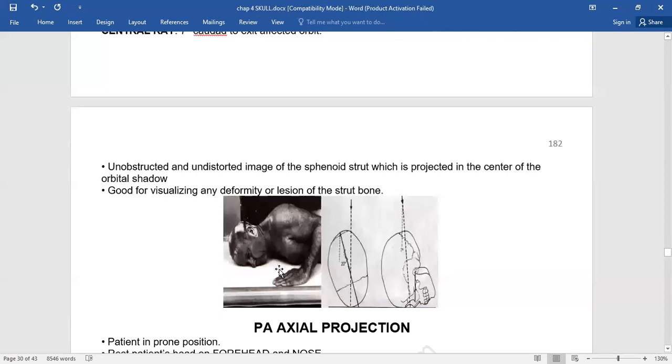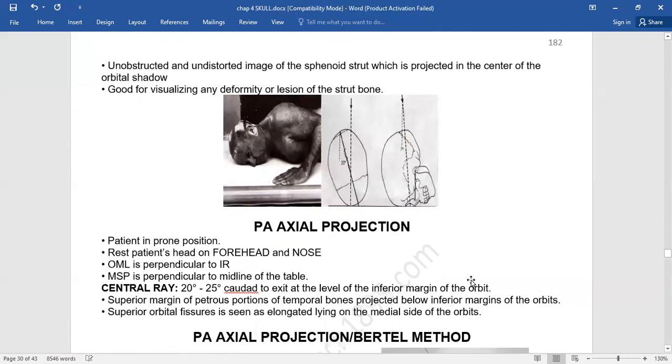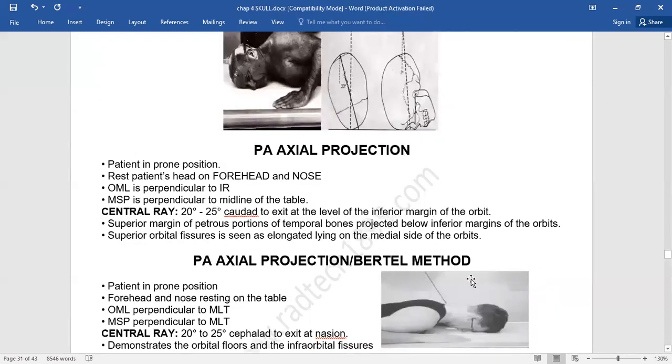It demonstrates the unobstructed and undistorted image of the sphenoid strut, which is projected at the center of the orbital shadow. And this is also good for visualizing any deformity or lesion na makikita sa strut bone, if there is a lesion. Then we also have the PA Haas projection.